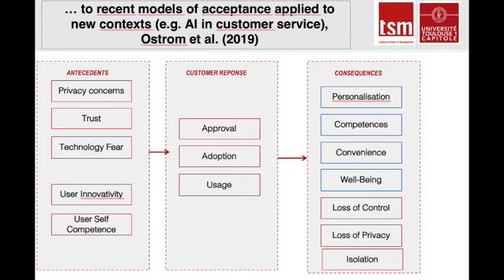So in this model from Ostrom and colleagues, applied to the context of artificial intelligence in consumer service sector, you can see that privacy concerns and technology fear impact negatively various trust, which impacts positively the customer response, namely approval, adoption, and usage. User innovativity and user self-competence also influence positively the customer response, approval, adoption, and usage. And subsequently, we can see the consequences. So if the customer experiences positive usage, then personalization, competence, convenience, and well-being are created. On the other hand, if it is perceived negatively, customers perceive loss of control, loss of privacy, and even isolation.